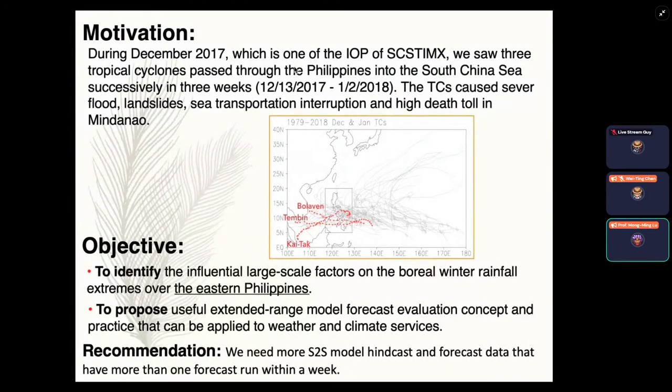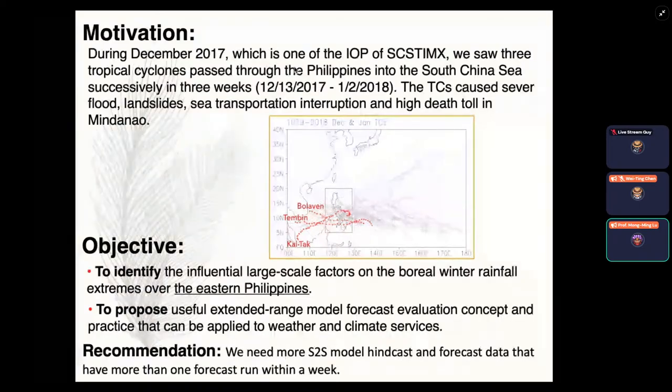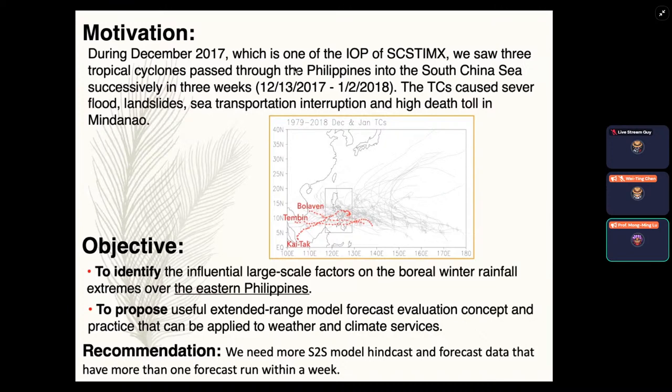Okay, so the objective of this study is to identify the influential large scale factors on the boreal winter rainfall extremes over the eastern Philippines. And why eastern Philippines, I will explain later. The second objective is to propose a useful extended range model forecast evaluation concept and practice that can be applied to weather and climate services. I think weather and climate services really need evaluation tools that they can easily understand and apply to their operational work.